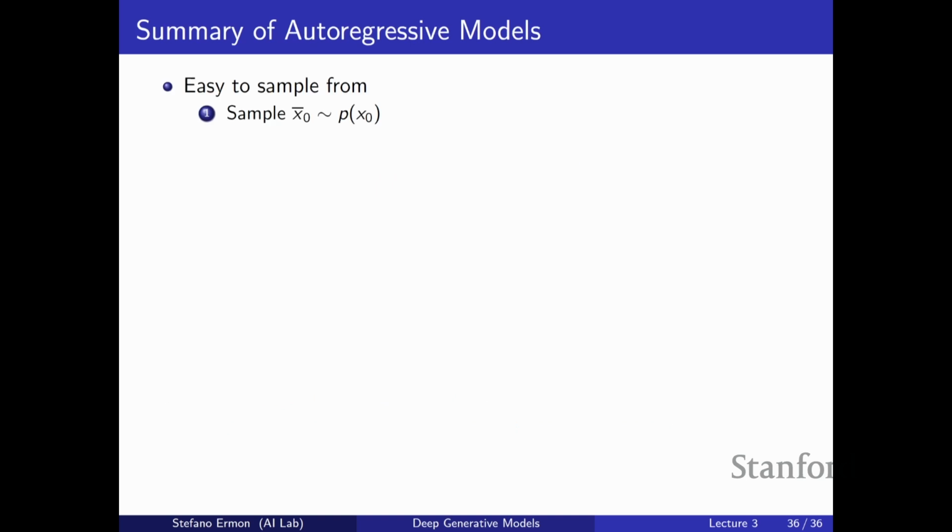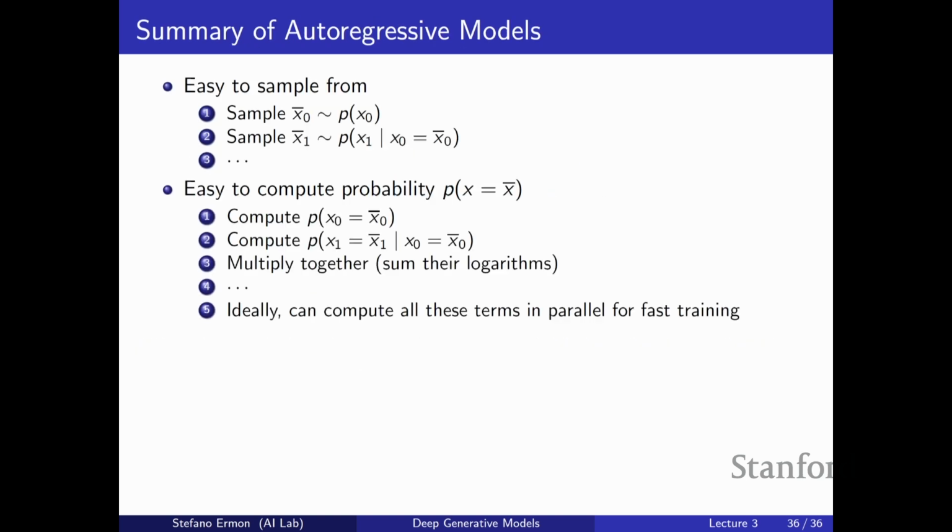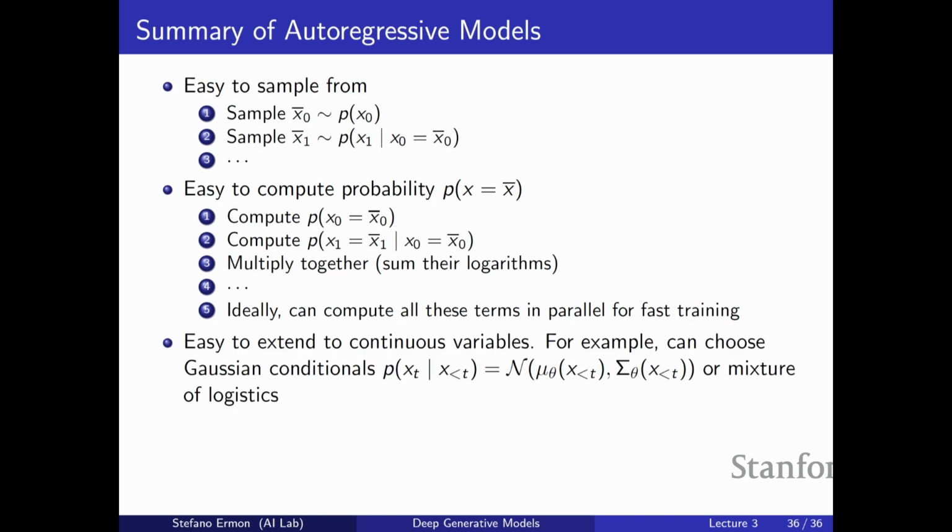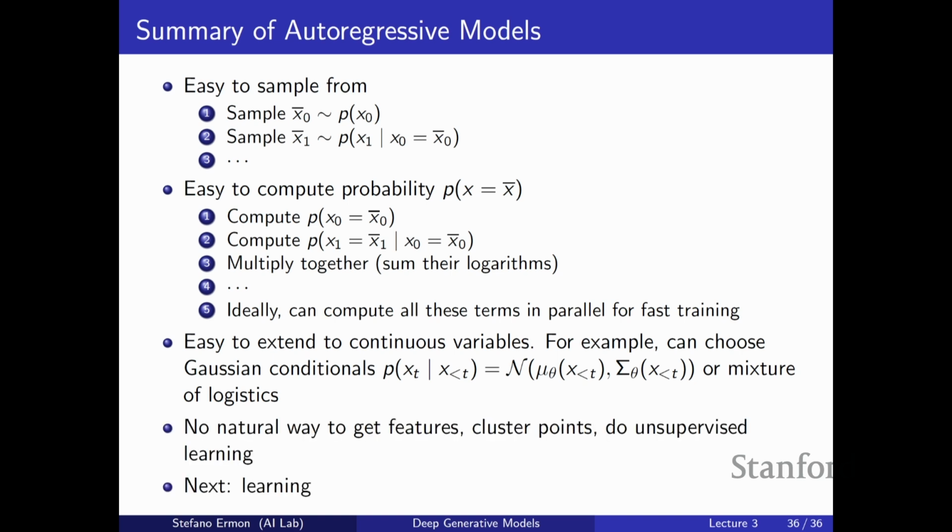Cool, and then yeah, they can also be used for speech, but let me skip that. And the summary is that autoregressive models are pretty general. They're good because it's easy to sample from them. It's easy to evaluate probabilities, which is useful in itself because you can do things like anomaly detection. You can extend it to continuous variables. One issue with autoregressive models is that there is not really a natural way to cluster data points or get features. We'll see that latent variable models are going to be much more natural for that.